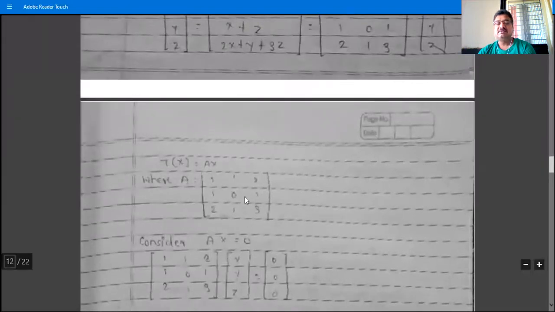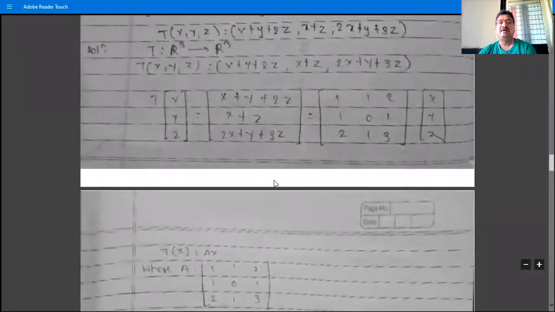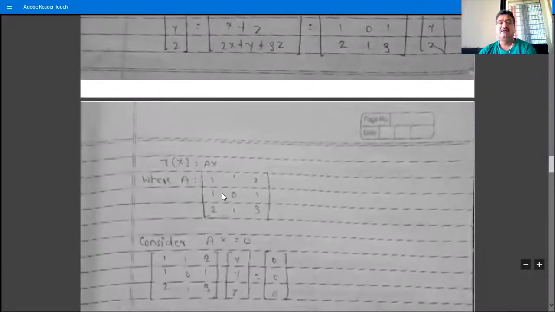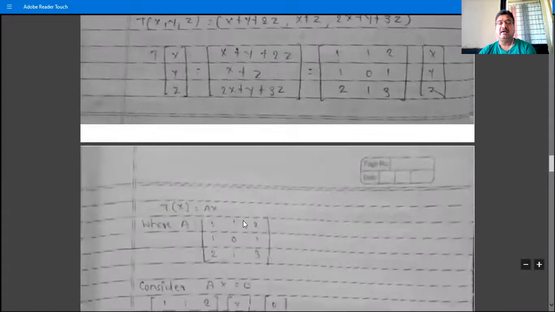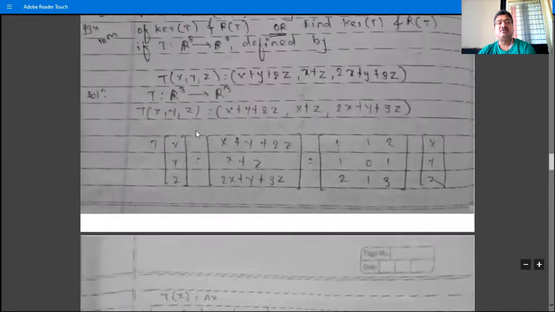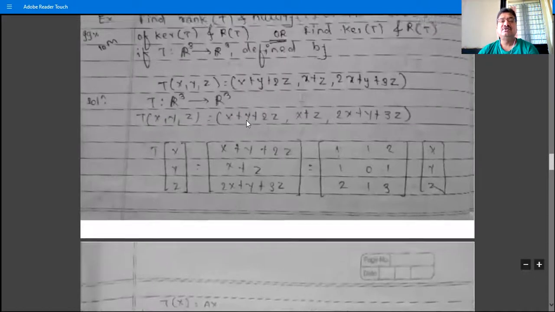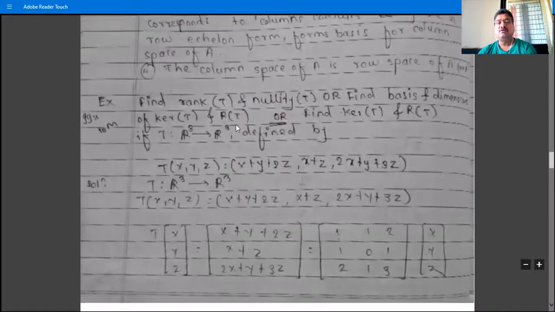This is the standard matrix for the linear transformation T, or we can say T is multiplication by A, or T is represented by the matrix A, or A is called the standard matrix of the linear transformation T. So in this example, we have to find the rank of T and nullity of T, or the basis and dimension of the kernel of T and range of T, and the formula for the linear transformation is given.